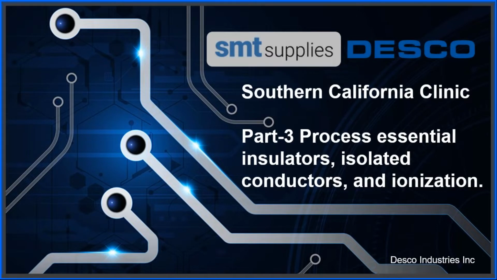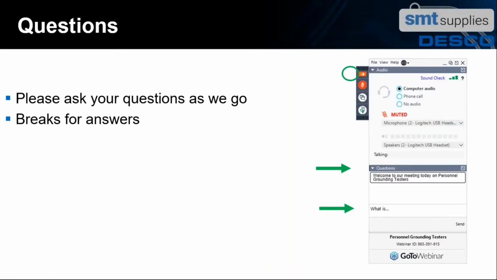Okay, so as I mentioned, we're going to be talking about process essential insulators, isolated conductors, and ionization. And with the previous presentations that we've had, we'll go through the PowerPoint, and then I'll do some demos for you afterwards. And as Tom mentioned, if you have any questions, type them in. Matt will give me the high sign if a question pops up, and then we'll take care of it. Ask your questions and we'll break for answers.